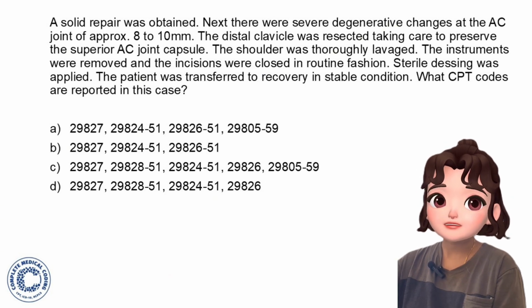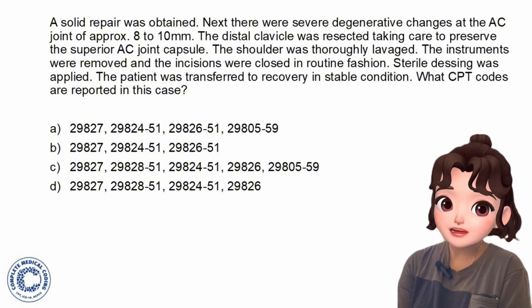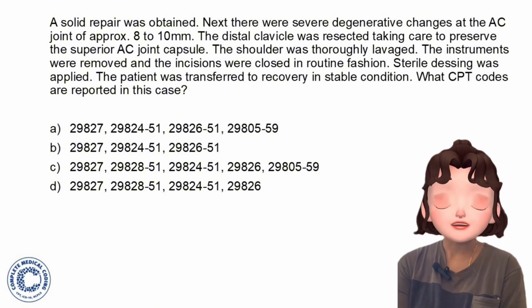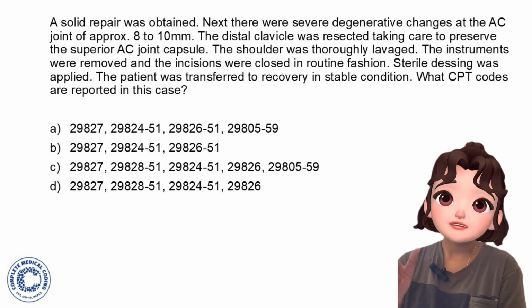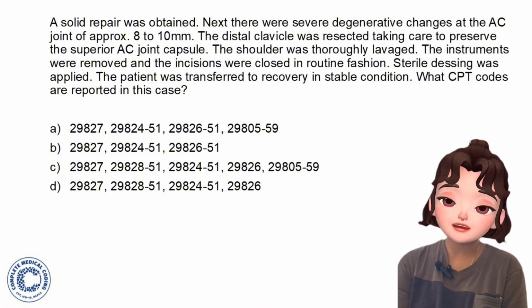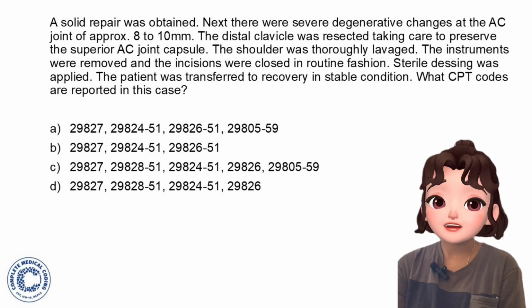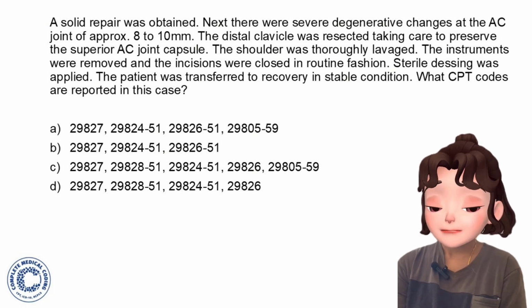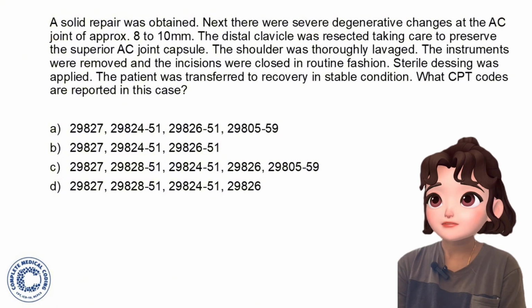What CPT codes are reported in this case? So here you have to identify only the CPT codes. They have not asked the diagnosis. If they had asked the diagnosis, again see that the sequencing length will increase. But it's easy to find out the diagnosis. Anyway, let's find out the CPT codes here. So where is the procedure carried out? Here the procedure is carried out in the shoulder, right? Clavicle bone. See, at last it is mentioned the shoulder was thoroughly lavaged.